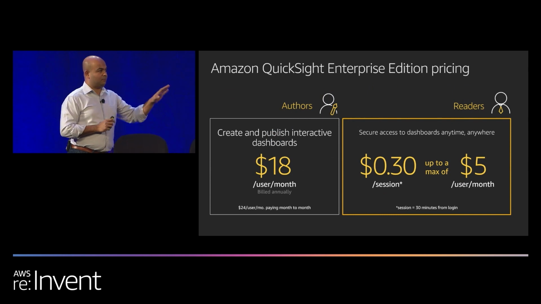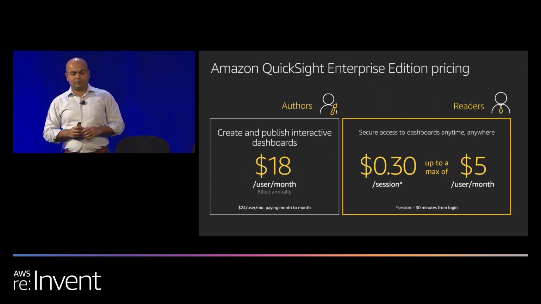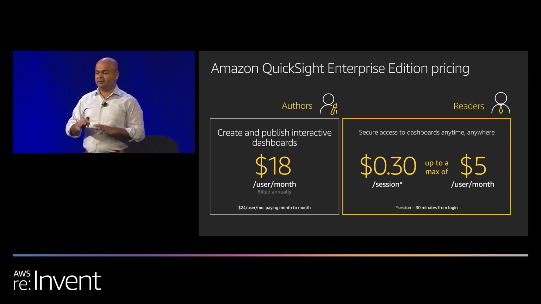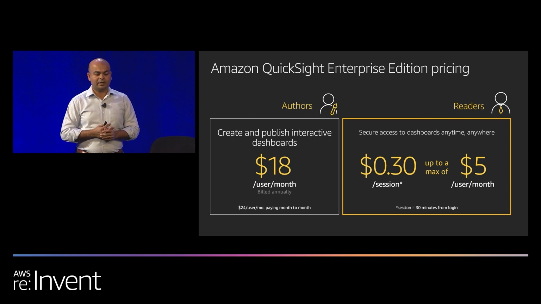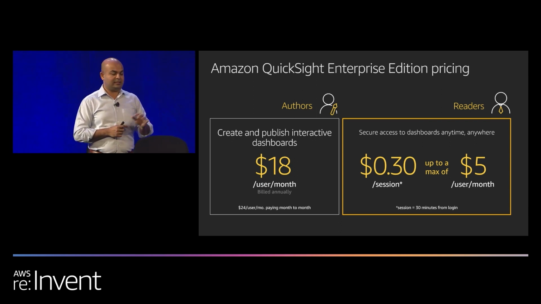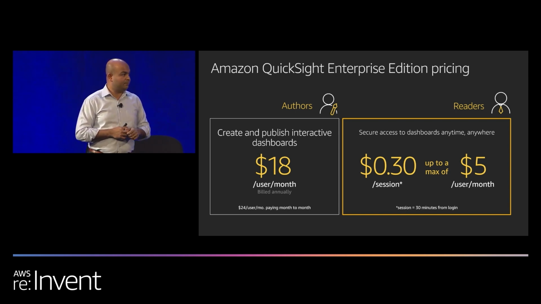Now, when I mentioned pay for what you use earlier, this is what I meant. Our Amazon QuickSight Enterprise Edition, which is where you'll find embedding and which is the edition that's built for usage at scale, you'll find that authors have a per month subscription pricing. So it's $18 per user a month. It's billed annually. We also have a month-to-month option, which is at $24 a month.